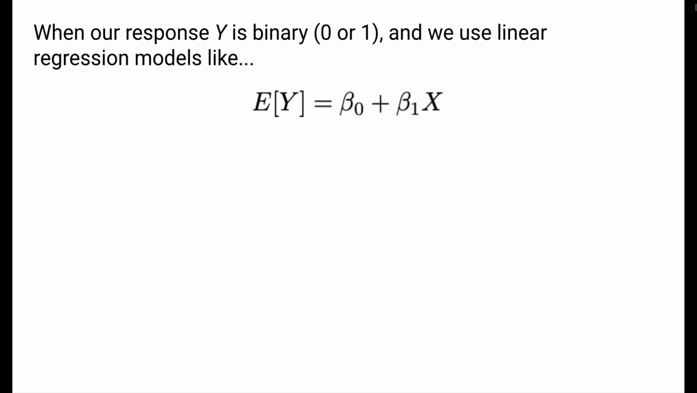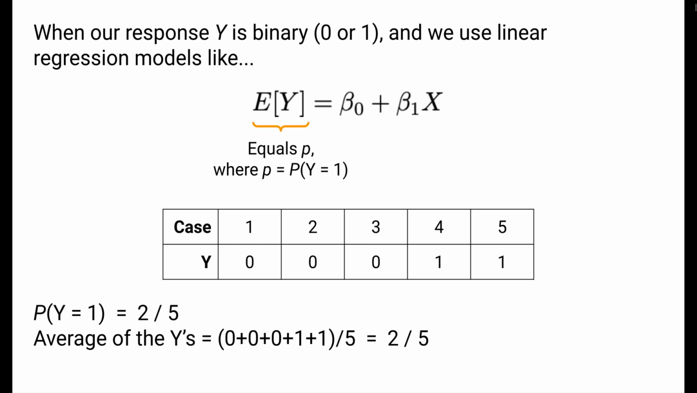What does the average value of a binary response variable mean? It actually turns out that the average value of a binary variable is the probability that the variable equals 1. To see why, let's look at an example. Say that we had 5 cases where 3 cases had y equals 0 and 2 had y equals 1. The probability that y equals 1 is 2 out of 5 because there are 2 1s in the 5 cases. This also happens to be the average of the y values because the sum of the 0s and 1s is 2, and there are 5 observations.